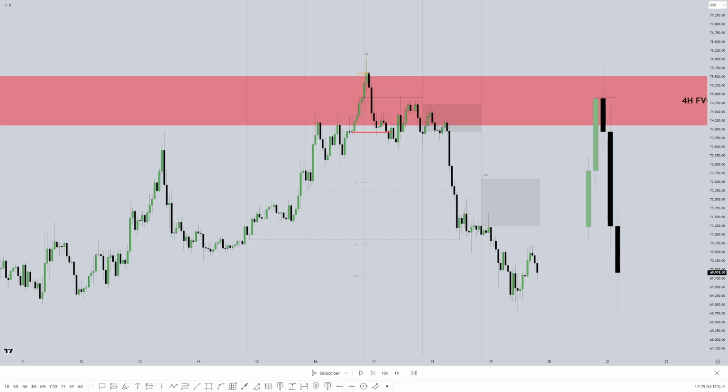This is a strong example of how the fractal model can be used not just for reversals, but also for continuation setups following higher time frame reactions.